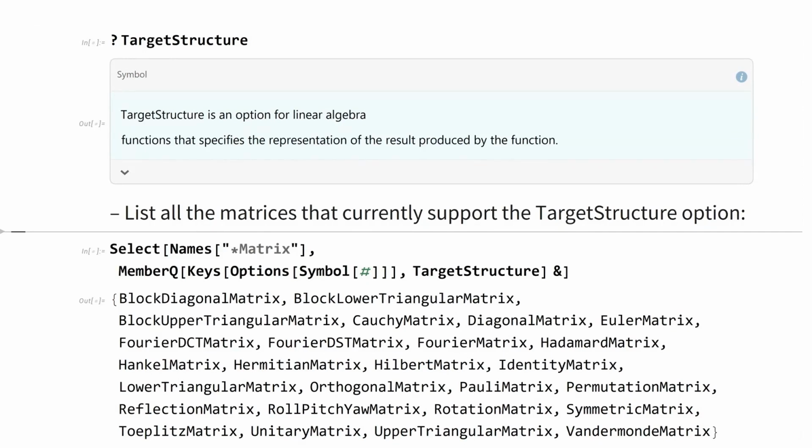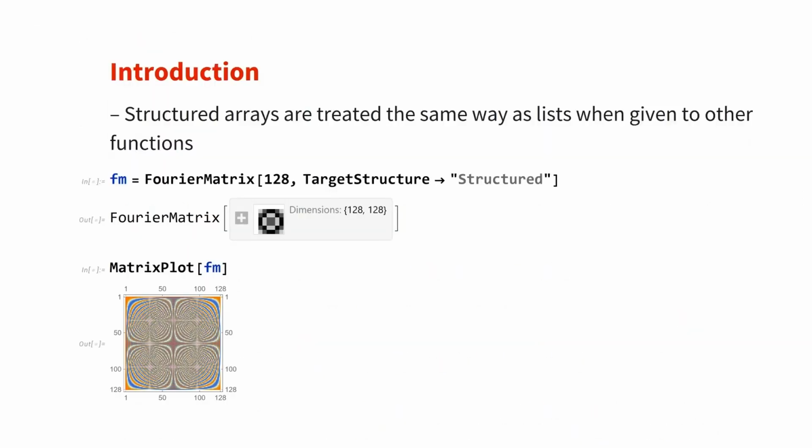Okay, with that background, let's now talk about whether these structured arrays are different from lists. Well, they look different, but for all practical purposes, you can work with them as you would with any ordinary list.